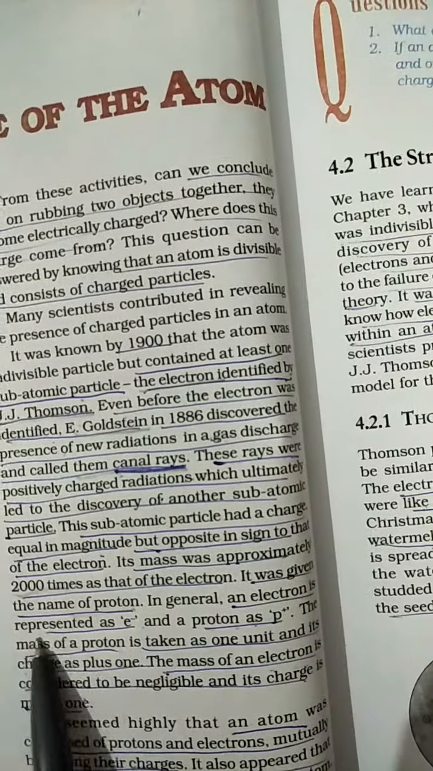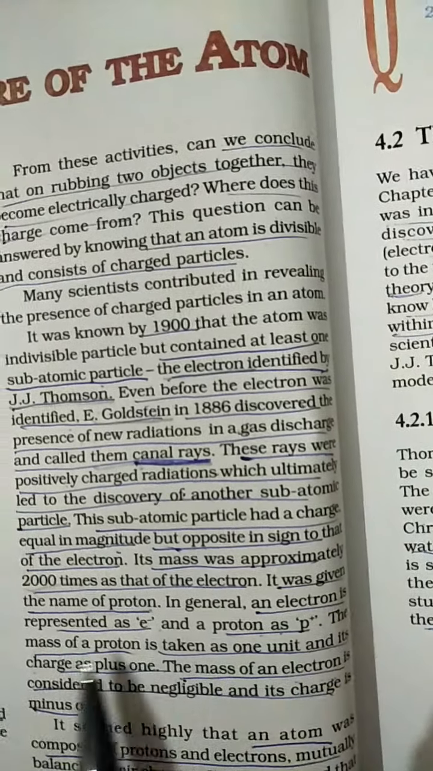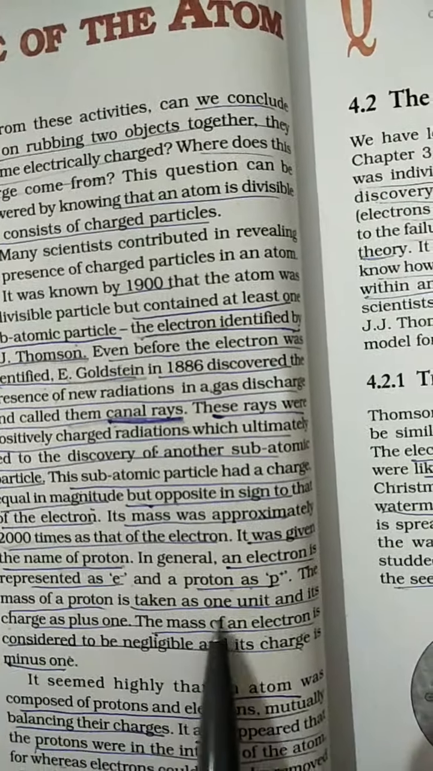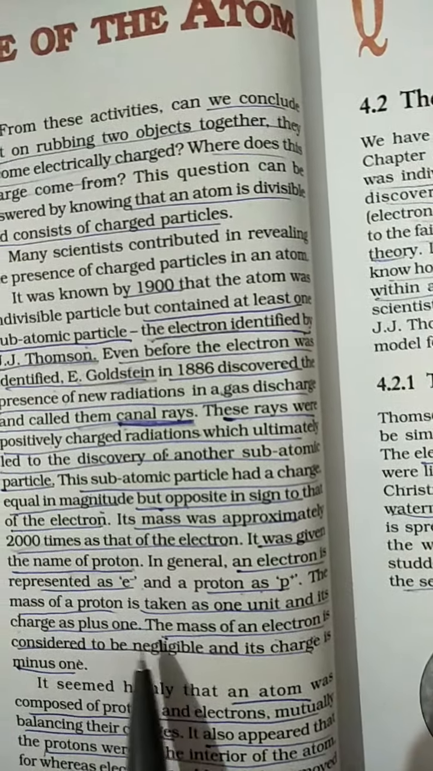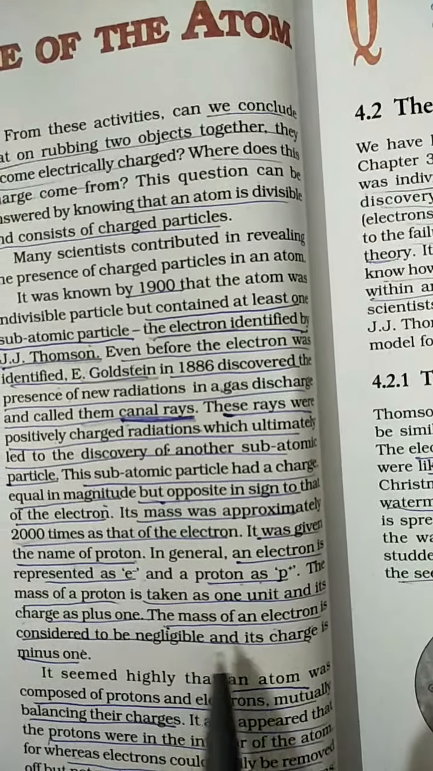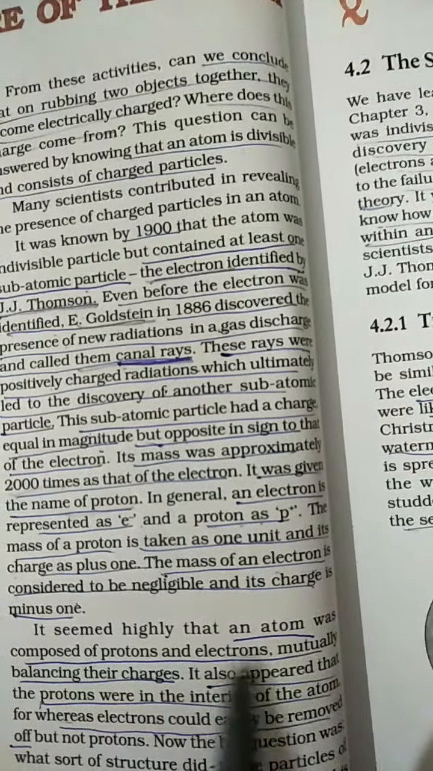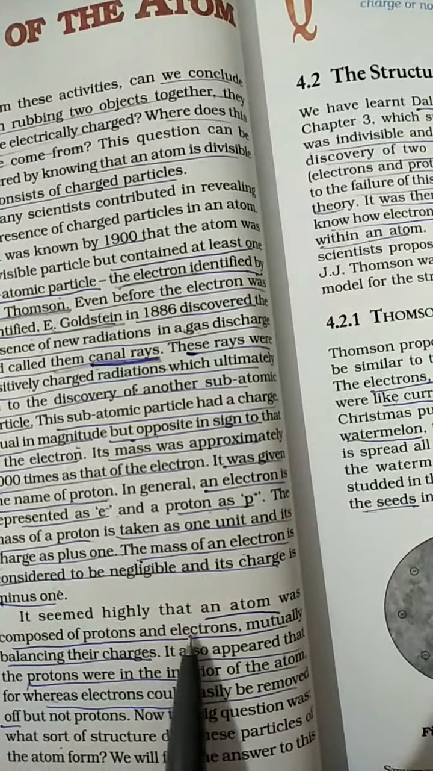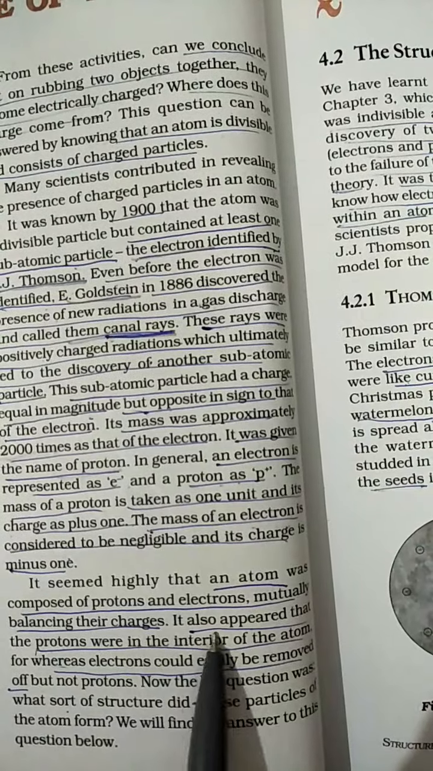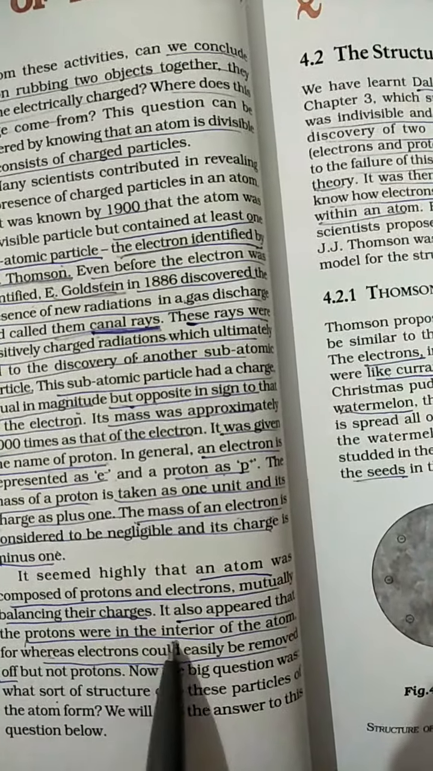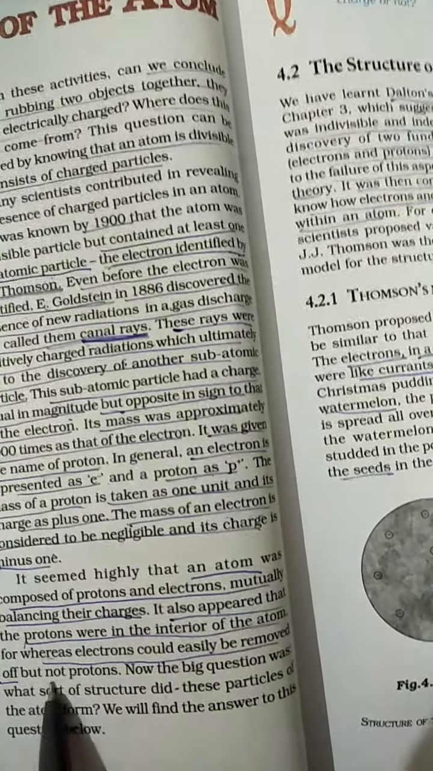Now an electron is represented by e and proton is represented by p. The mass of a proton is taken as 1 unit and its charge is +1. The mass of electron is considered negligible, and its charge is -1. Now atoms are composed of protons and electrons, mutually balancing their charges. But it appeared that protons were in the interior of the atom, whereas electrons could be removed easily on and off, but not protons.